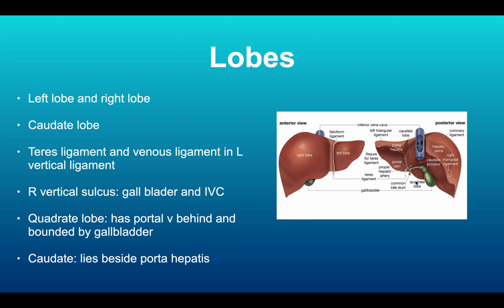this area. And then the quadrate lobe will have the portal vein behind it, and it's bounded by the gallbladder. So you can see here the quadrate lobe. And then the caudate lobe lies beside the porta hepatis and kind of behind the inferior vena cava above the gallbladder.